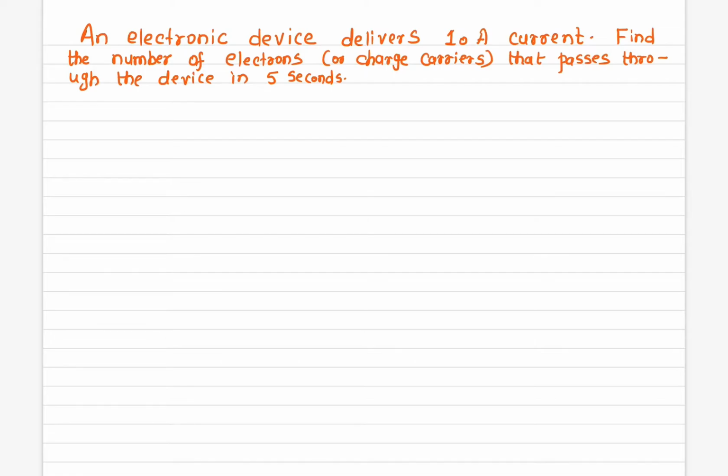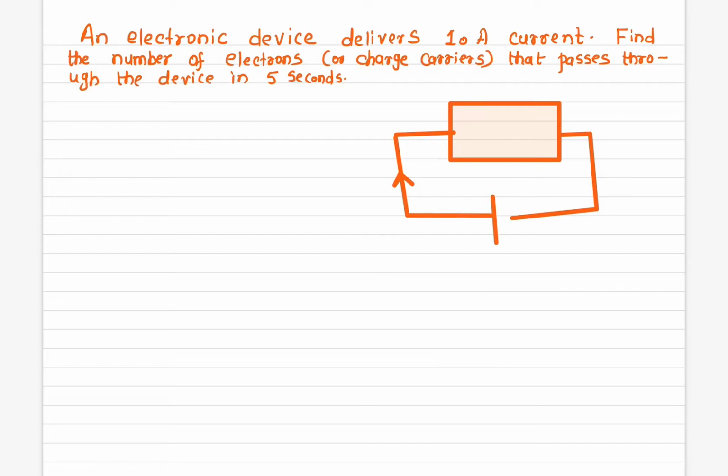So let's say we have a device. Let me draw a better picture. So this is a device, and a current, let's call it 10 ampere current, is passing through this device. So what we need to find out is how many charge carriers pass through this device in 5 seconds.